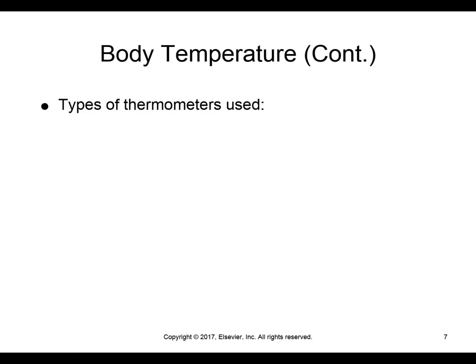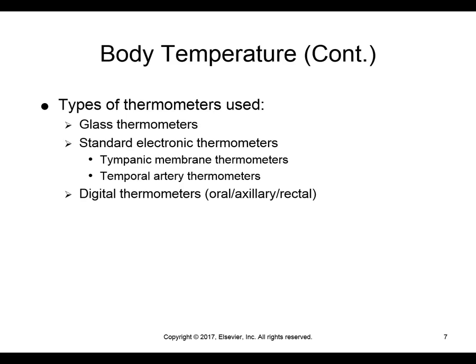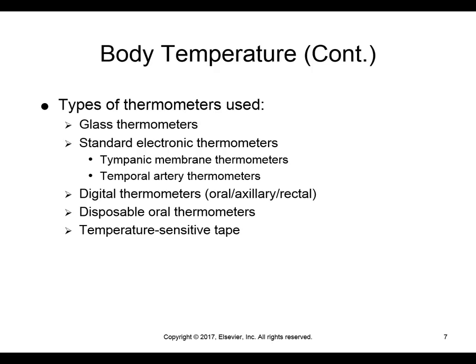So, the types of thermometers that can be used are glass thermometers, which you rarely see anymore, but we will go over what they look like and how to use them. Standard electronic thermometers include tympanic membrane ones or the temporal artery ones. Digital thermometers are like a standard glass thermometer, goes under the tongue or in the axilla or in the rectum. And then disposable oral thermometers. Temperature sensitive tapes, and I'll show you pictures of all of these.